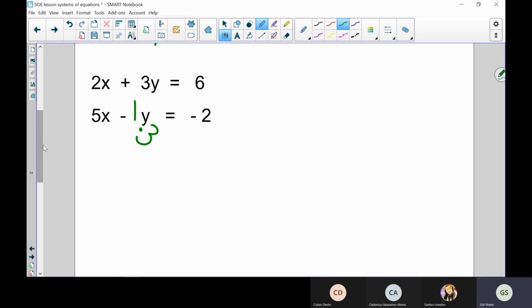So I can't just decide, oh, I'll just multiply the 1 times 3. Mathematically, we can't just pick a number. We've got to multiply times every number. It's kind of the equivalent of adding or subtracting. Whatever you do on one side, you have to do on the other side.